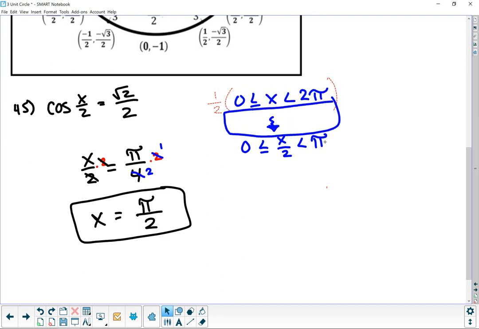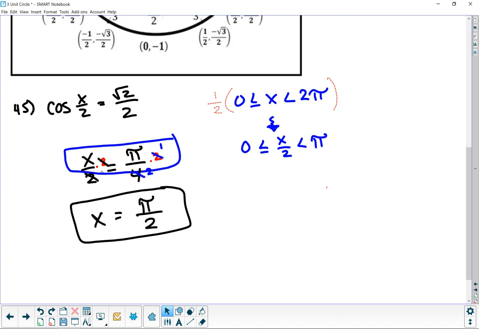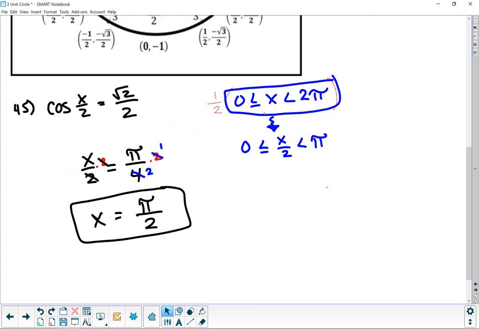So remember, I only use this modified domain to help me figure out what answers there are. And then from there, when I multiply by 2 to fix my x over 2, I bring it back to the x, because you can see that my answer is back in terms of x, which means I'm back in 0 to 2 pi. And that's the only answer that you will see from 0 to 2 pi that will make this true. All right, that's 45.